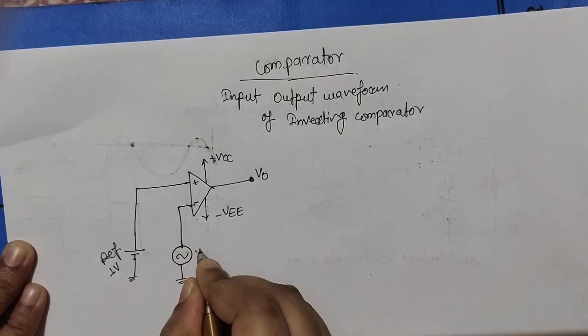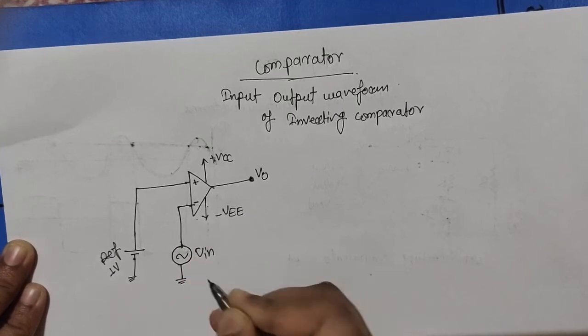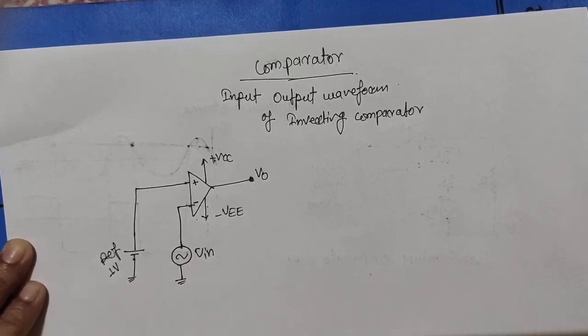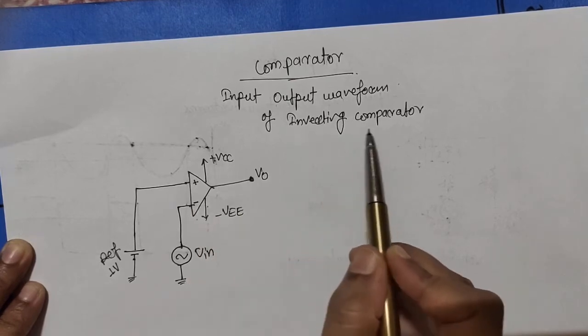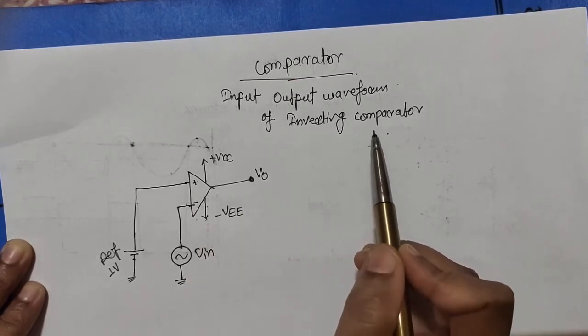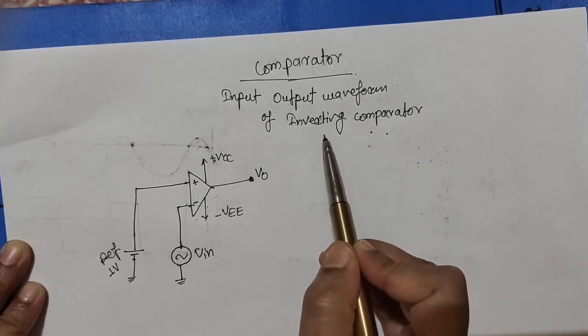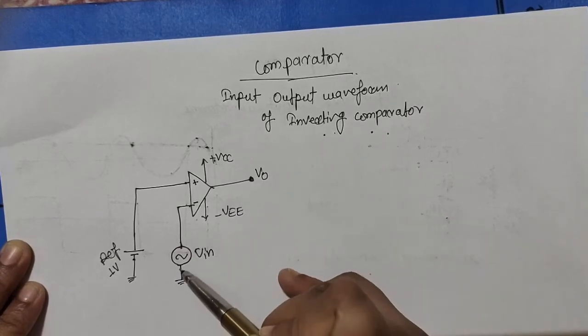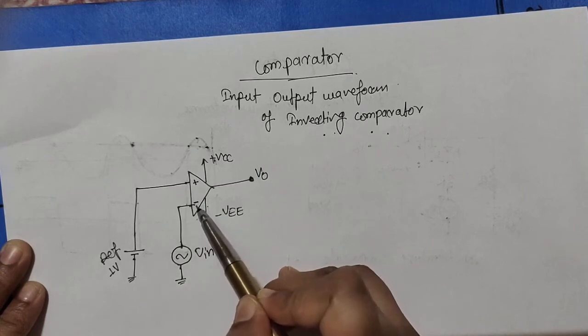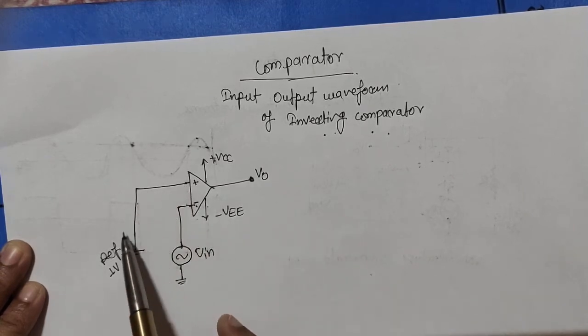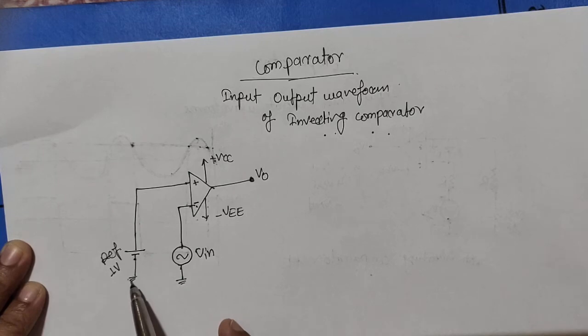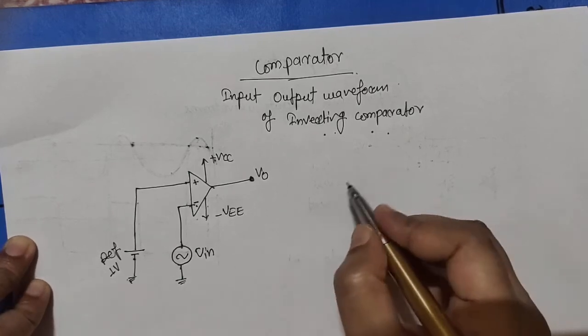This is the sine wave V input. This is the inverting comparator. Inverting comparator means we have to apply the input voltage, or unknown voltage, to the inverting terminal of the op-amp, and the non-inverting terminal will be connected to the reference voltage, or we can say known voltage.